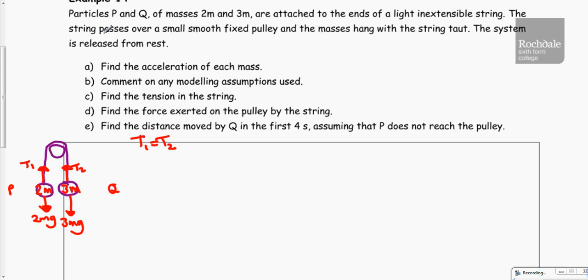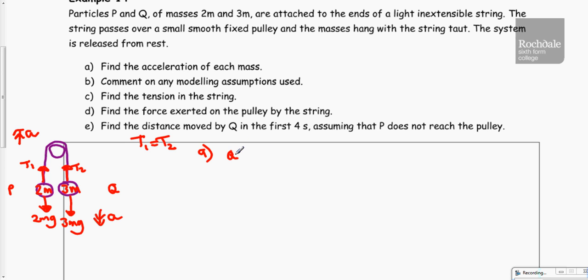It says that the system is going to be released from rest. So I'm going to make the assumption the heavier mass will go downwards. I think that's a reasonable assumption. And the lighter mass will go upwards. So the way to tackle a situation like this, where you've got motion in one direction and motion in the other, is to treat them separately.